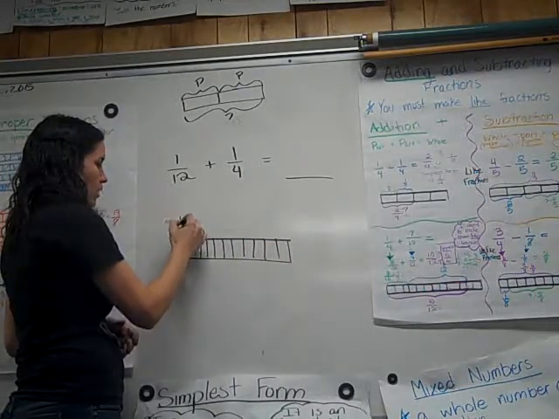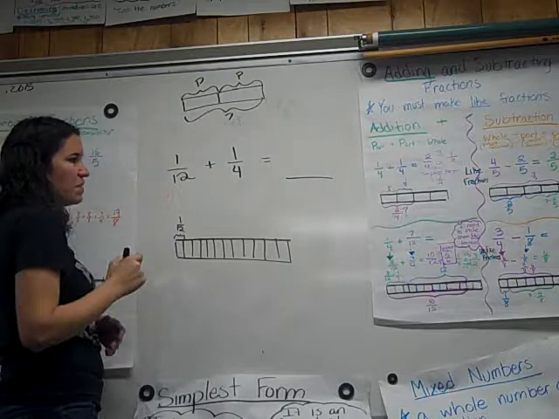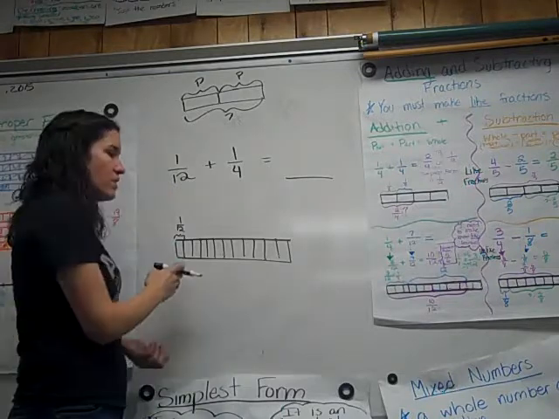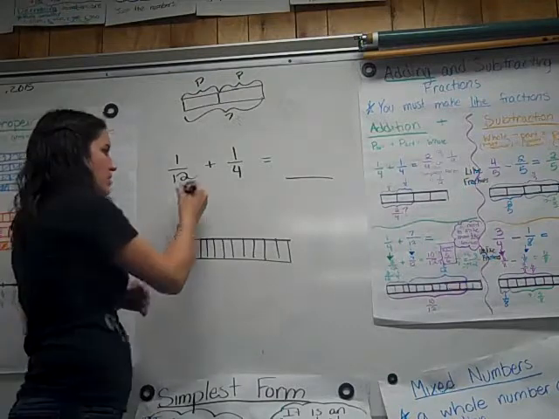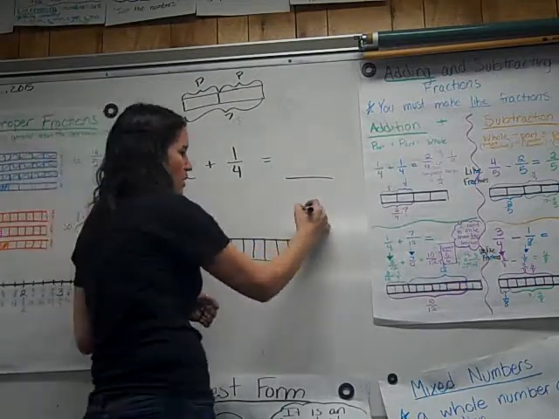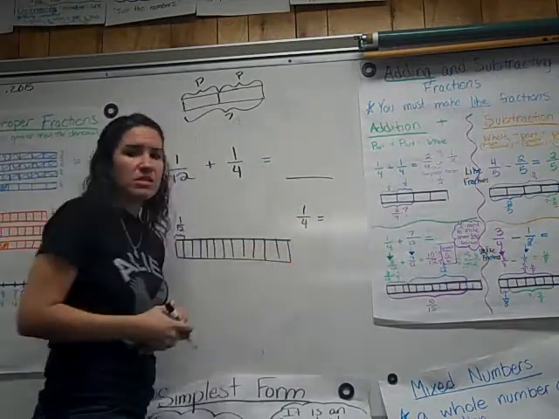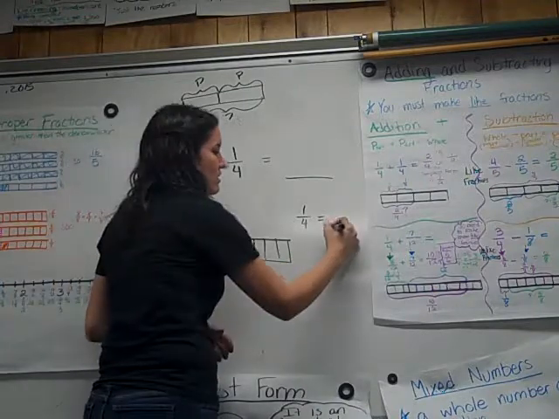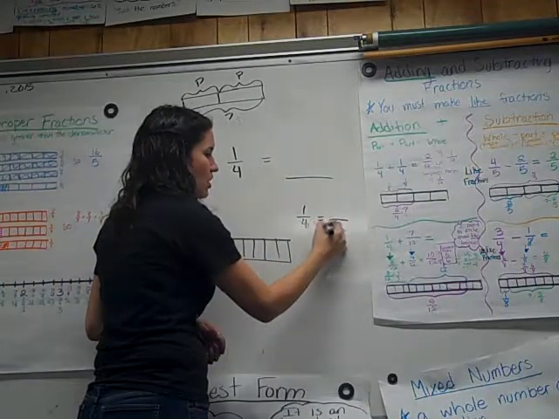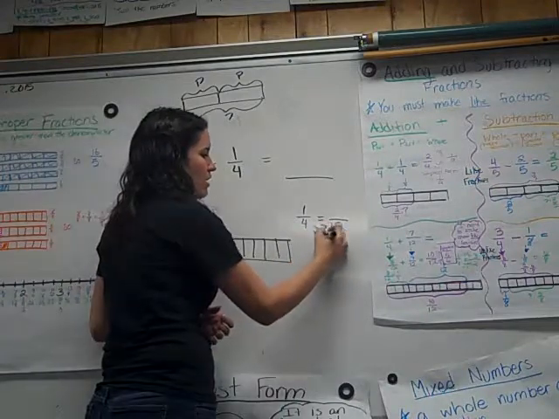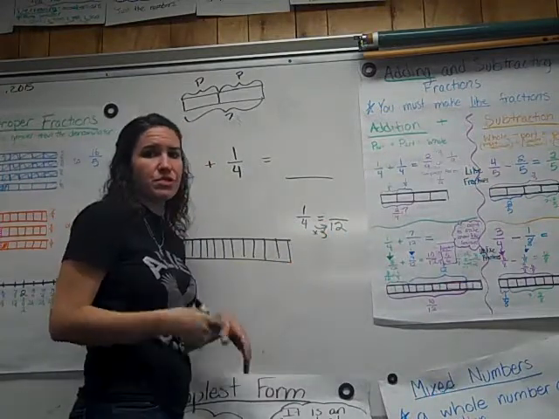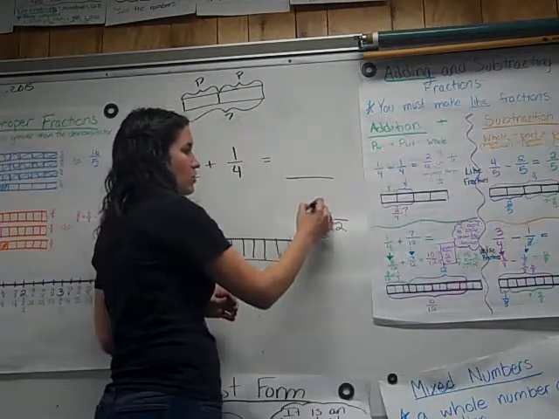I am adding one of these 12ths, 1/12, and then I have to add the 4th. These are 12ths, so I can't just add one more because that wouldn't be 12ths. So we're going to take this 1/4 off to the side, and we want to make the denominator 12ths. So if we have 12ths, what can we do to 4? We can multiply times 3. Whatever you do to the denominator, you must also do to the numerator.